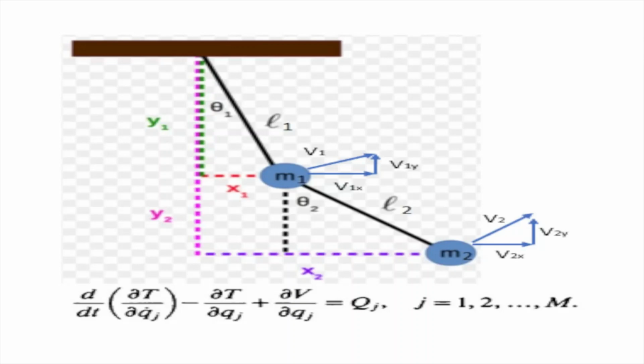To find these three terms, we don't need to use any chain rule. But then we need to use the chain rule here, because we're going to take the time derivative of this term. And theta 1 dot and theta 2 dot, all of those depend on time, or are functions of time.